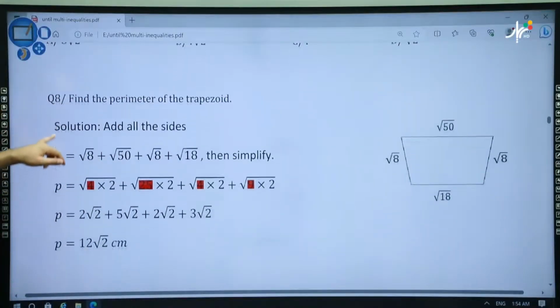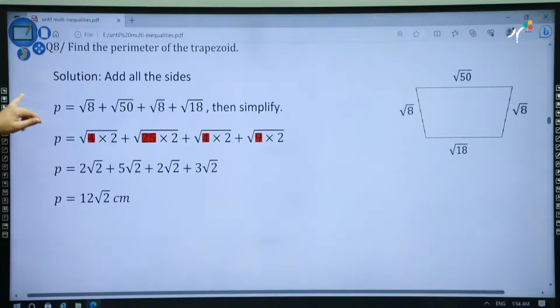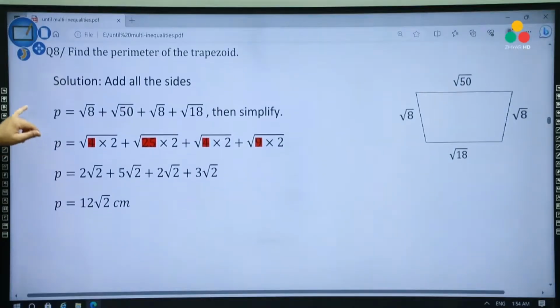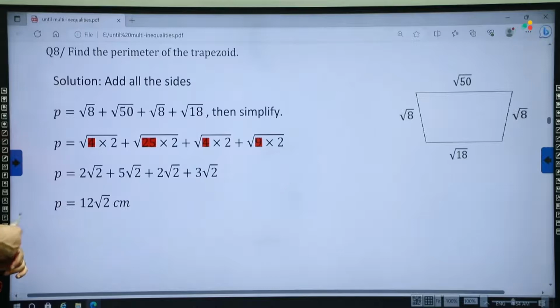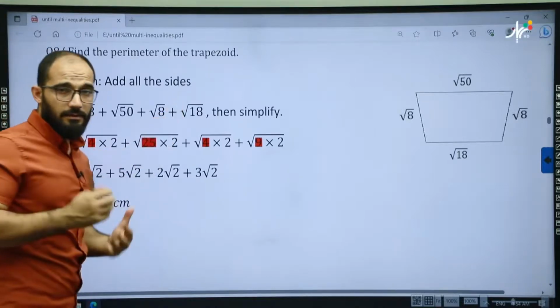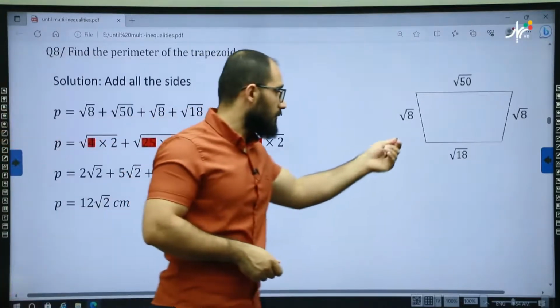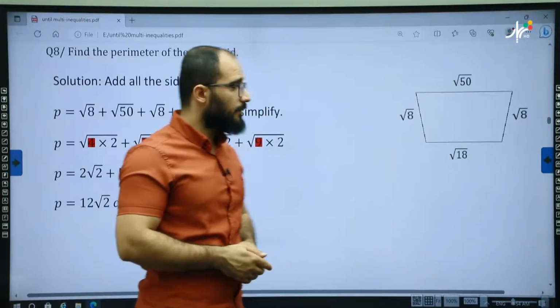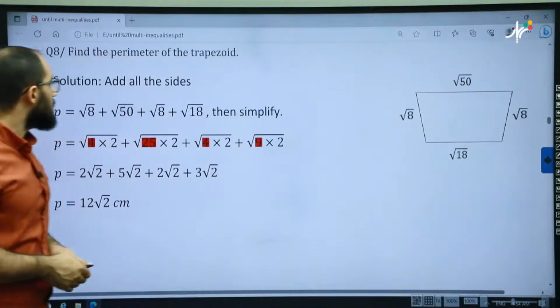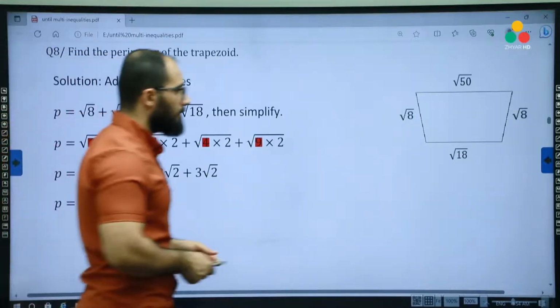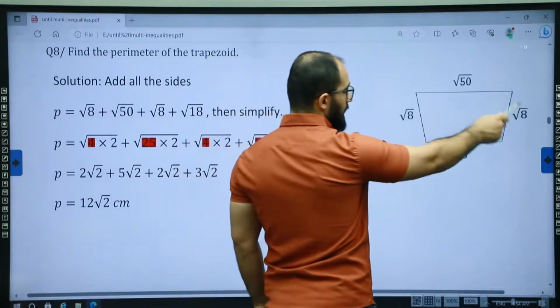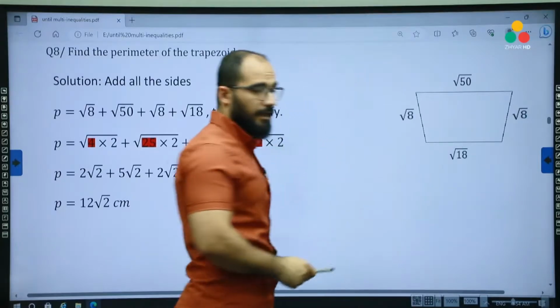Question 8. This question is from the previous year. Most of the students didn't know how to solve it. Again, as in the previous section when you had a square, the students thought that this is geometry, but it's not geometry. We have a trapezoid. It says find the perimeter of the trapezoid. So we have square root of 8, square root of 50, square root of 8, square root of 18.